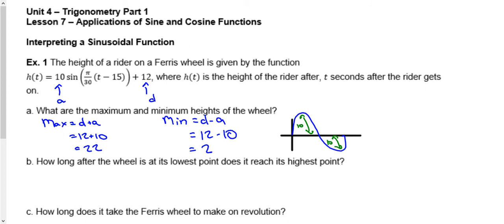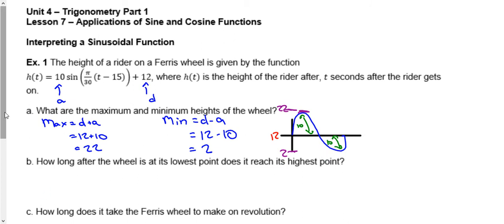And my d value would have been that middle line cutting through my sine curve at 12 there. So to find the max and min, if you started off at 12, you're going to add 10 more, and you would have hit 22, and you would have subtracted 10 more, and you would have hit 2. And so again, that's our max and min if you want to visualize it that way.